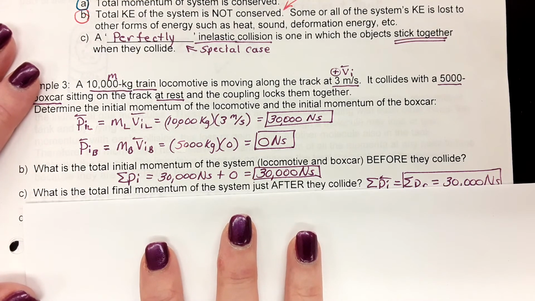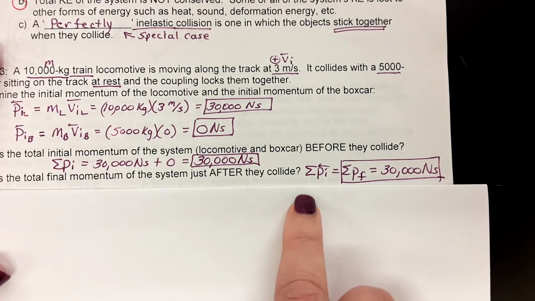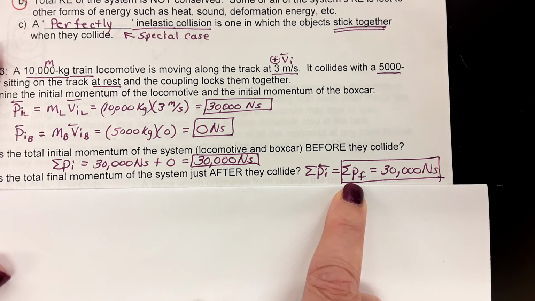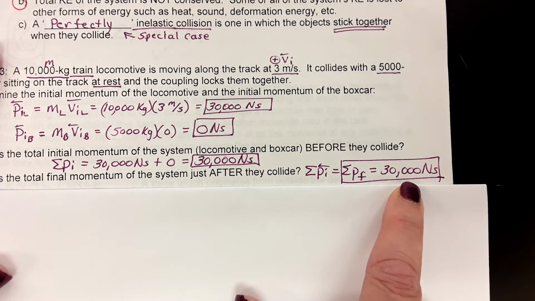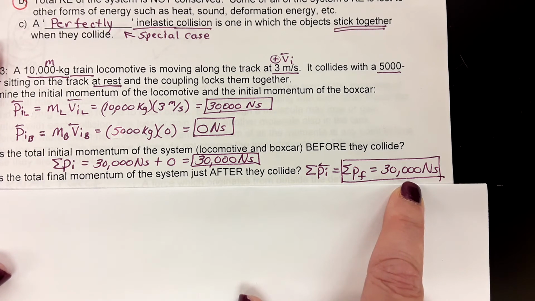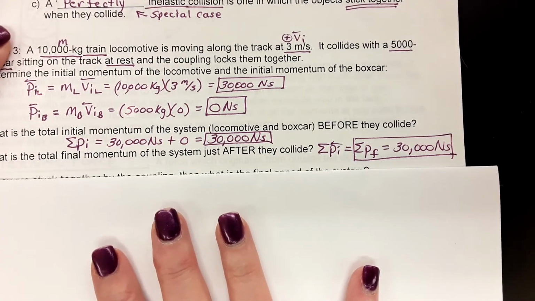Now, what is the total final momentum of the system just after they collide? Well, according to conservation of momentum, it has to be the same. So we can say that the sum of the final momenta of the two cars must also be 30,000 Newton seconds, because momentum absolutely must always be conserved. It doesn't matter that this is a perfectly inelastic collision. Momentum is still always conserved for any kind of collision.